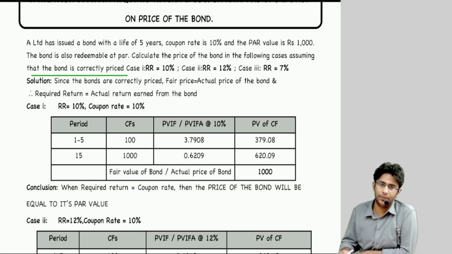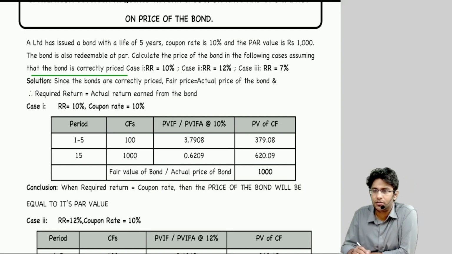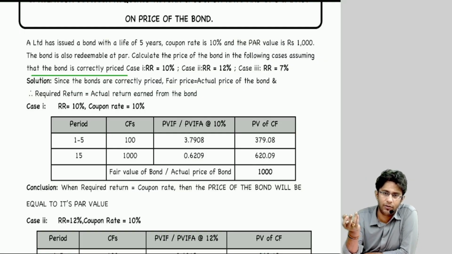Bond is perfectly priced. There is no issue with that. Case 1: RR is equal to 10%. RR means required return. Second case, required return is 12%. Third case, required return is 7%. Now since my RR is different, prices also will be different.